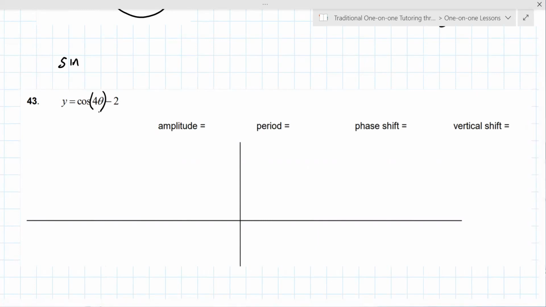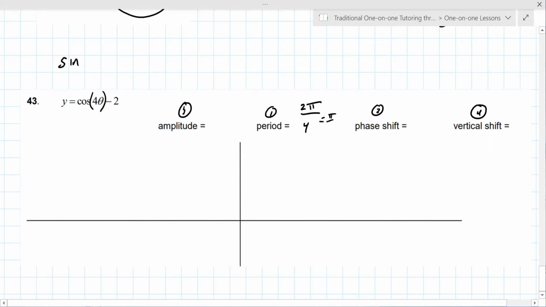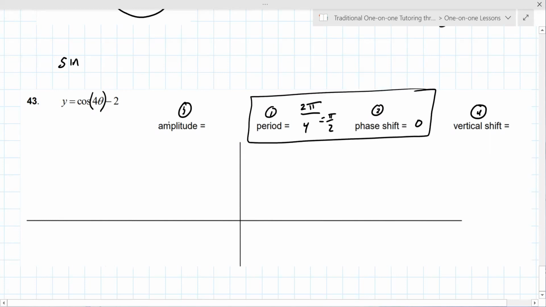So let's go through, and these are important here. I prefer you to do period, phase shift, then amplitude, then vertical shift in terms of order. The period is 2 pi over 4. Good. So that's pi over 2. There is no phase shift. So a cosine starts, and I like to graph these two first, and then we'll add in the next. The period is pi over 2.